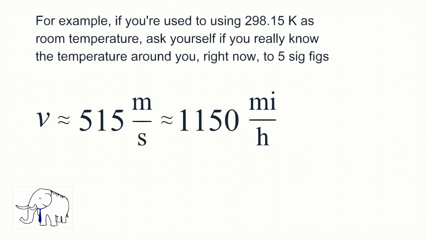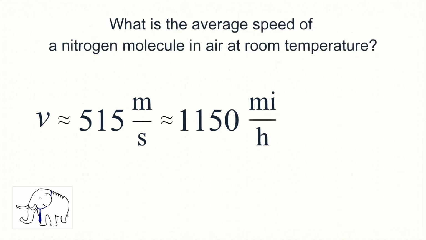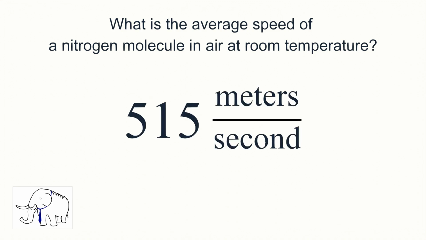For our very first video then, the average speed of a nitrogen molecule in the air at room temperature is about 515 meters per second.